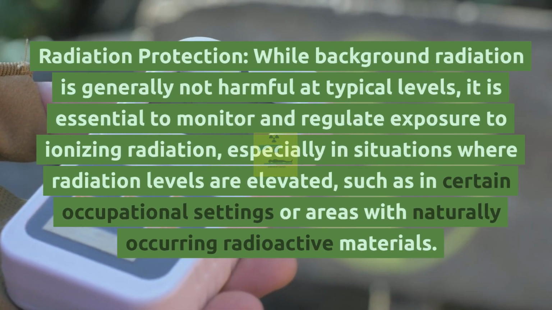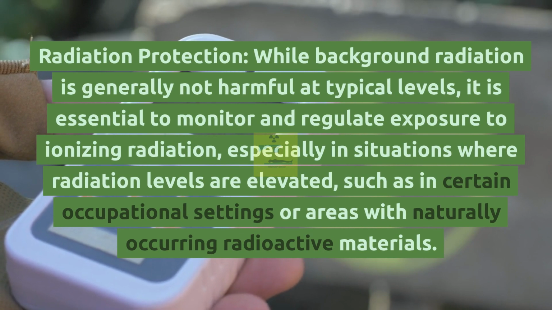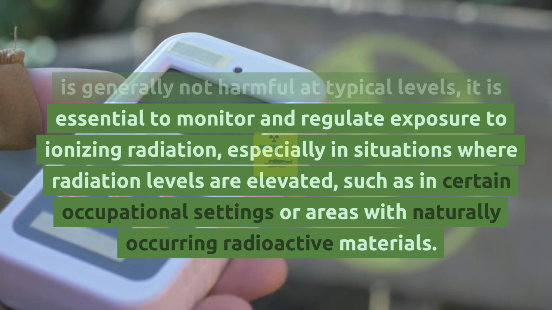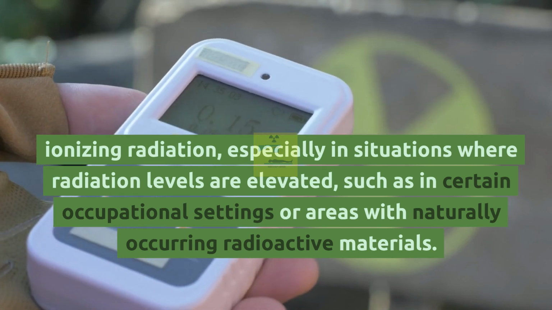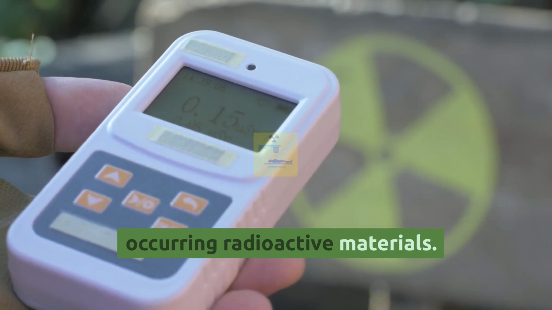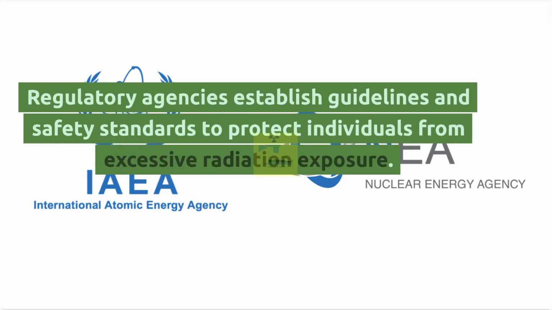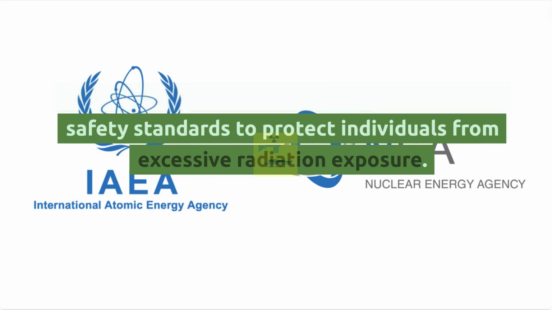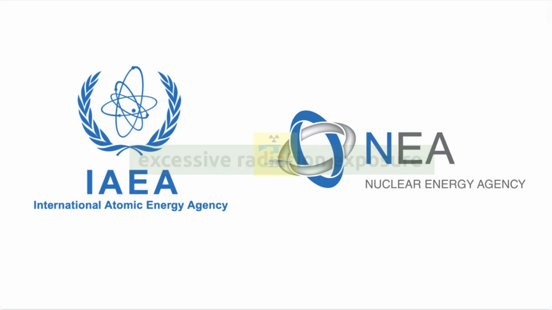Radiation protection. While background radiation is generally not harmful at typical levels, it is essential to monitor and regulate exposure to ionizing radiation, especially in situations where radiation levels are elevated, such as in certain occupational settings or areas with naturally occurring radioactive materials. Regulatory agencies establish guidelines and safety standards to protect individuals from excessive radiation exposure.